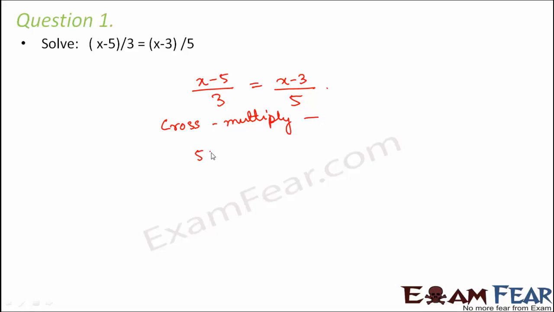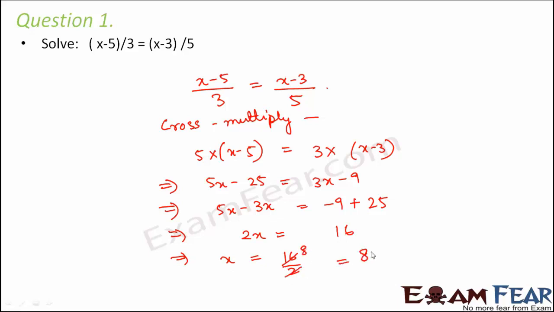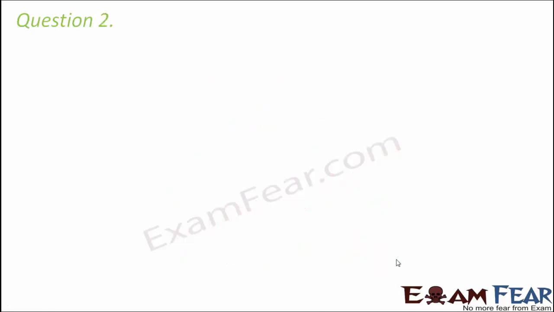So let's cross multiply. We get 5 into (x minus 5) is equal to 3 into (x minus 3). So this becomes 5x minus 25 is equal to 3x minus 9. Or we can say 5x minus 3x is equal to minus 9 plus 25. Or 2x is equal to 16. Or x is equal to 16 by 2. So this is equal to 8. So x equal to 8 is the solution for this equation.